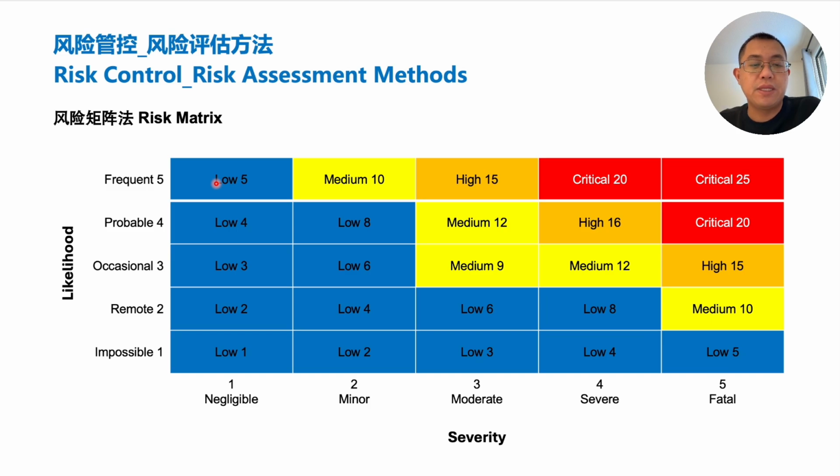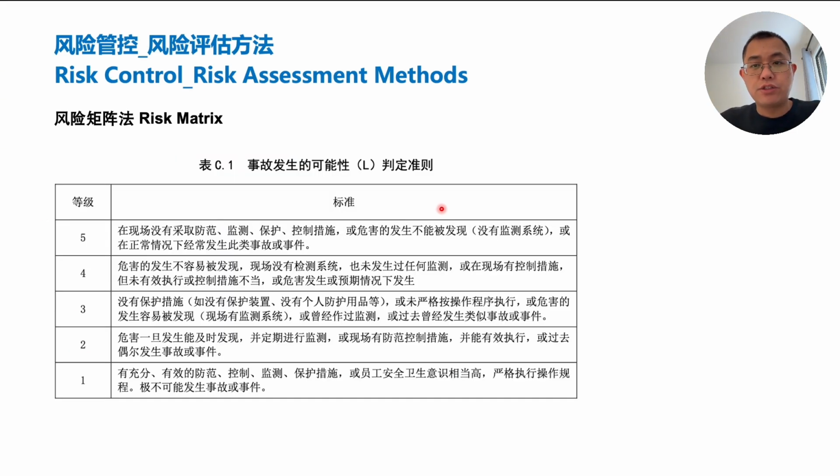But just like the LEC method, the risk matrix also involves a certain level of subjectivity, especially when we are determining the likelihood level. Let's first look at how likelihood is evaluated. In the risk matrix, likelihood is divided into 5 levels. Level 5 represents the highest likelihood. It refers to situations where an incident happens frequently under normal conditions.